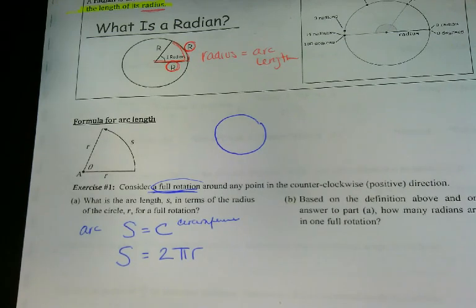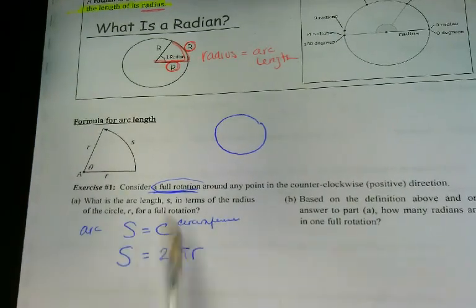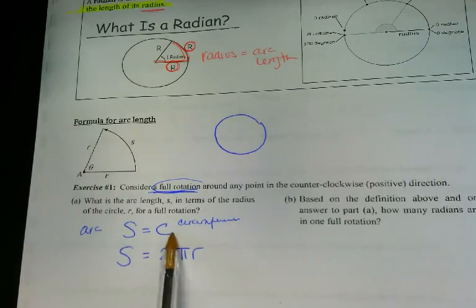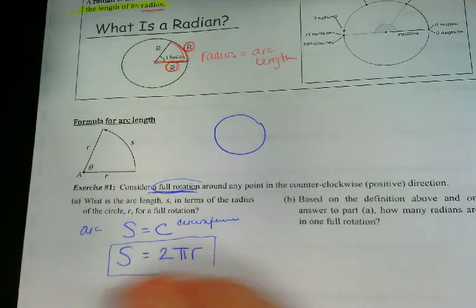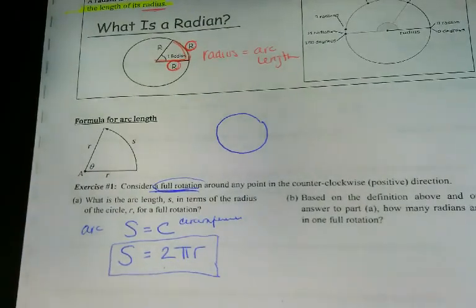What is the arc length S in terms of the radius of the circle? The arc length is equal to the circumference, and the circumference is 2 pi r. I think that's all we wanted to say there. The arc length is equal to the circumference.